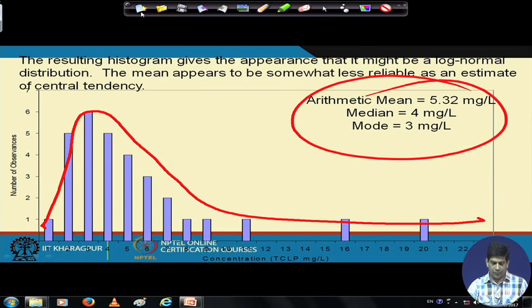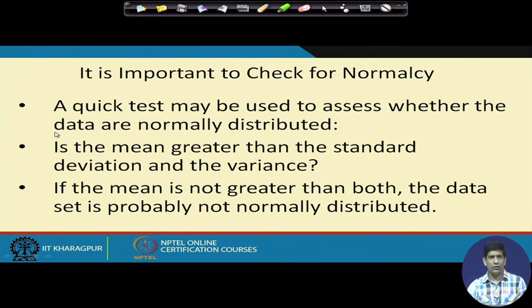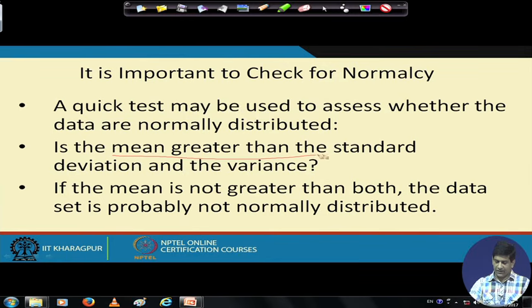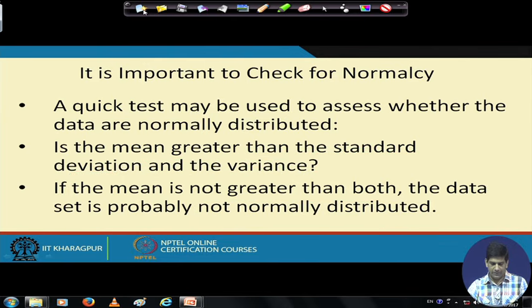In terms of the thumb rule, first we try to check for normalcy. This is a quick test to assess whether the data is normally distributed or not. We check whether the mean is greater than the standard deviation and the variance. If the mean is not greater than both, meaning it's not greater than the standard deviation and the variance, the data set is probably not normally distributed.